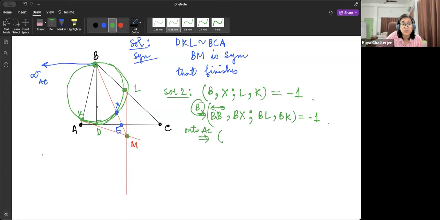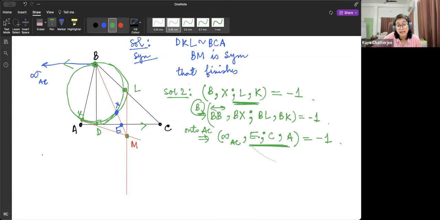Also BD is the diameter of the circle. So the tangent at B is perpendicular to the diameter, so it's perpendicular to BD, and BD itself is perpendicular to AC. So this thing is going to be parallel to AC, right? So then we are going to get infinity on AC and then BX. BX meets AC at E. BL meets it at C. And BK meets it at A. So this is -1.